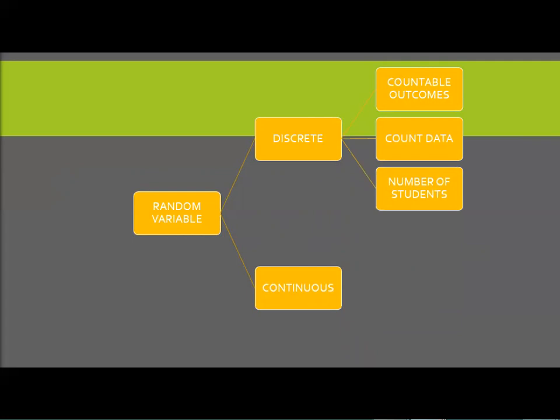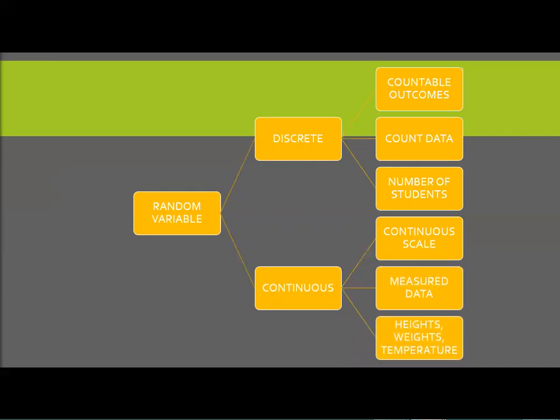Now, what about continuous random variable? Continuous random variable is, of course, continuous scale. Measured data. Example for this one is the heights, weights, and temperature. Right. Now, I hope you understand this one. All right. So let's proceed now to another example. This example focuses on the discrete and continuous random variables.